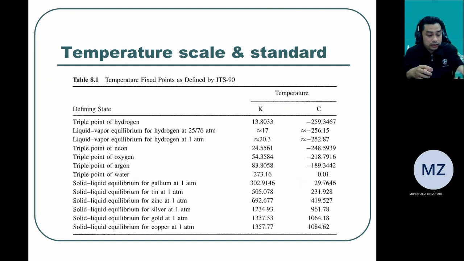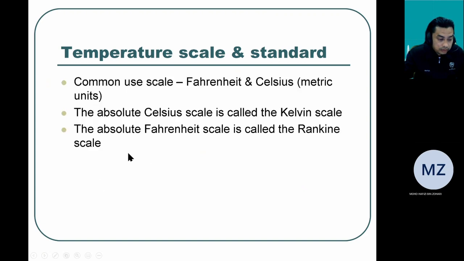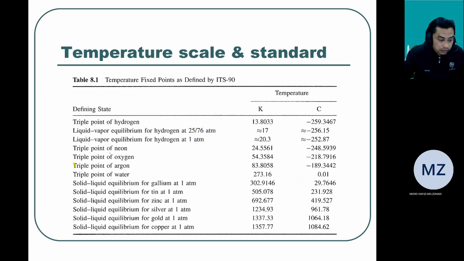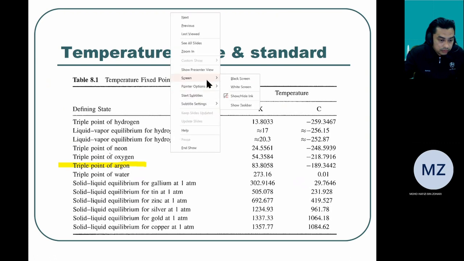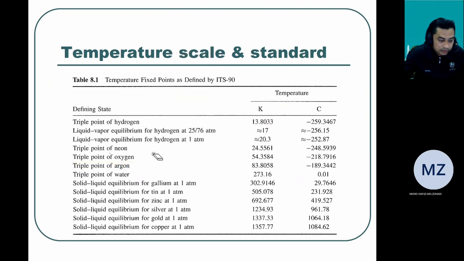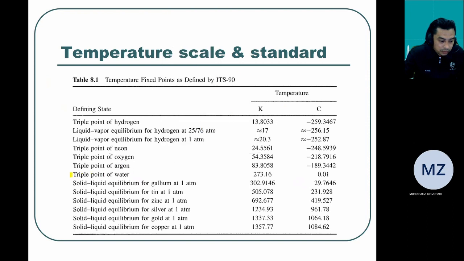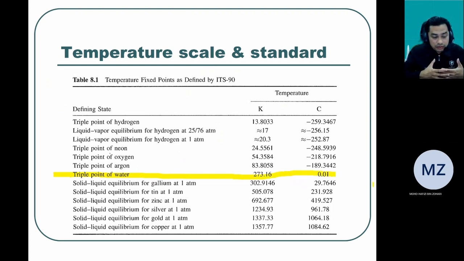The easiest one is we look at the triple point of water. This one. Triple point of water. Okay, triple point of water. So it is about this one. So 273.16 Kelvin or 0 degrees Celsius.